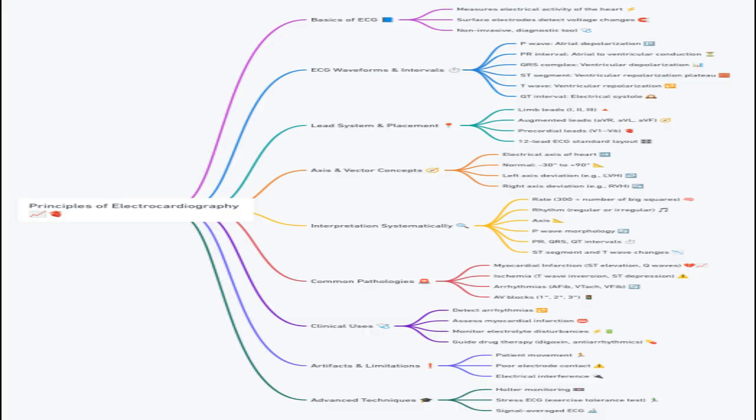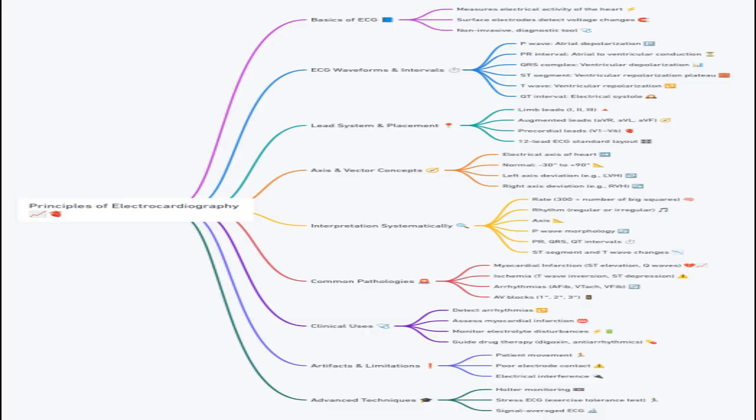Okay, so let's look at the clinical applications and interpretation. Arrhythmia detection: identification of abnormal rhythms like atrial fibrillation, flutter, and premature beats, through irregular P wave and QRS complex patterns, are all indicative of arrhythmia or help in arrhythmia detection.